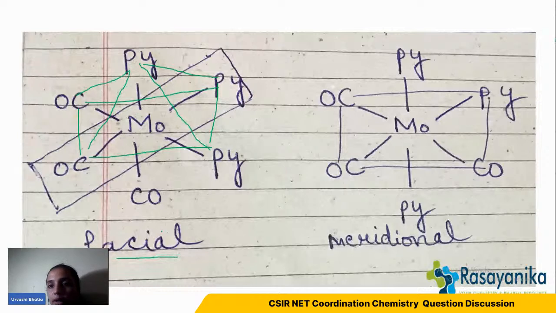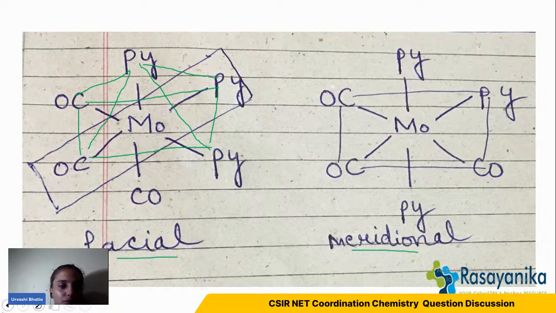And when one pyridine is present in the downward trigonal face, then it will be a meridional isomer. These are geometrical isomers basically. The cis-trans you can see, because all of these are cis to each other, while one of the pyridine is trans, right?